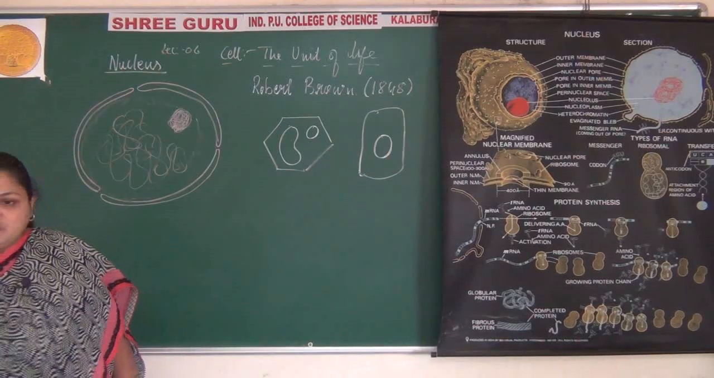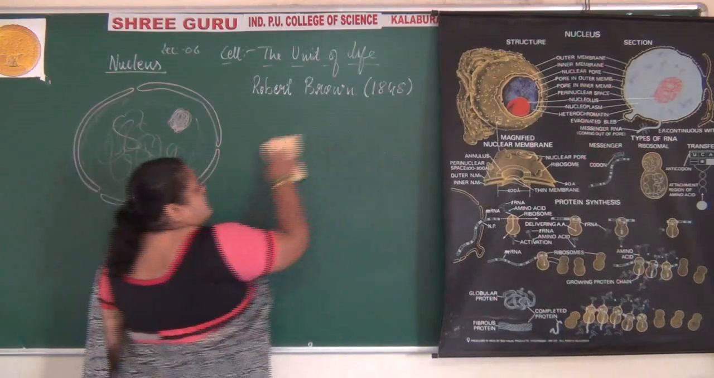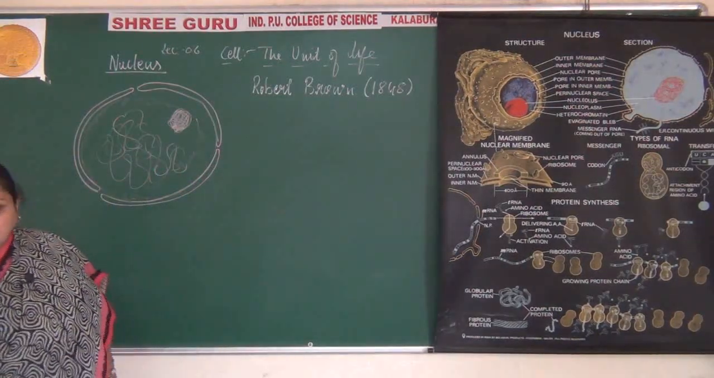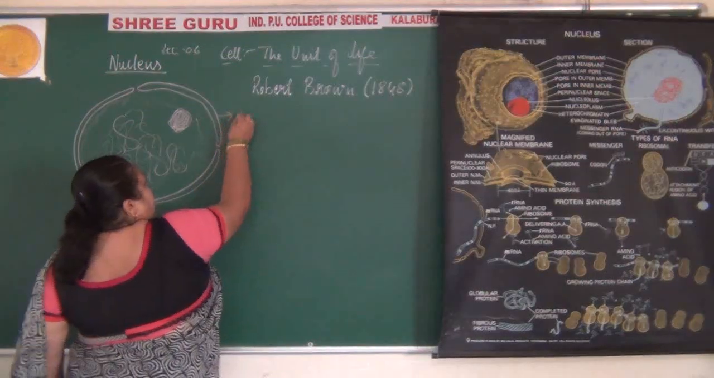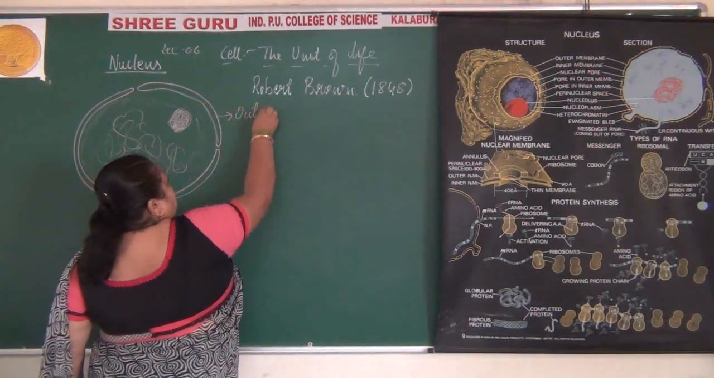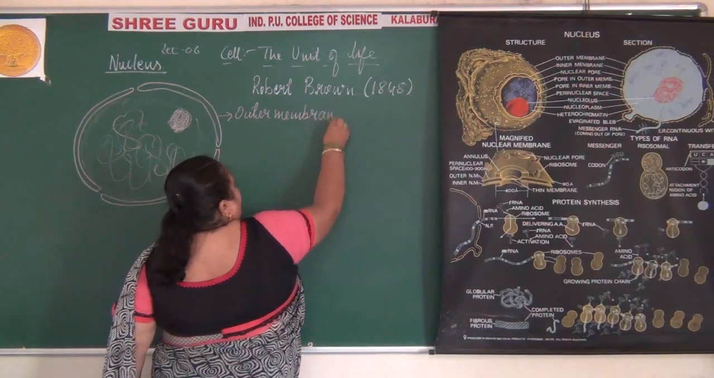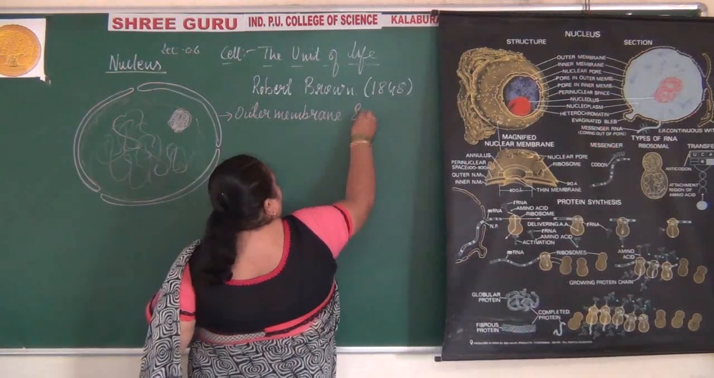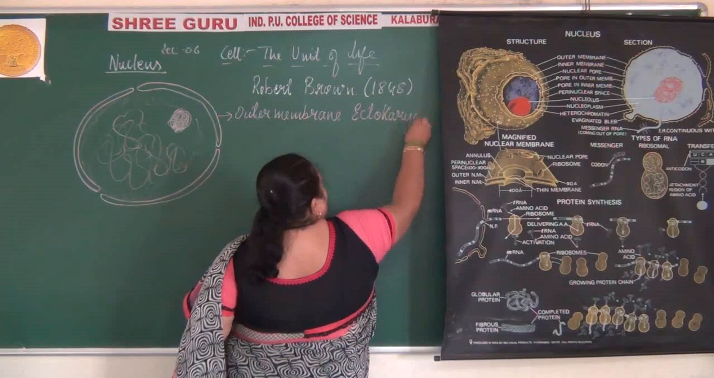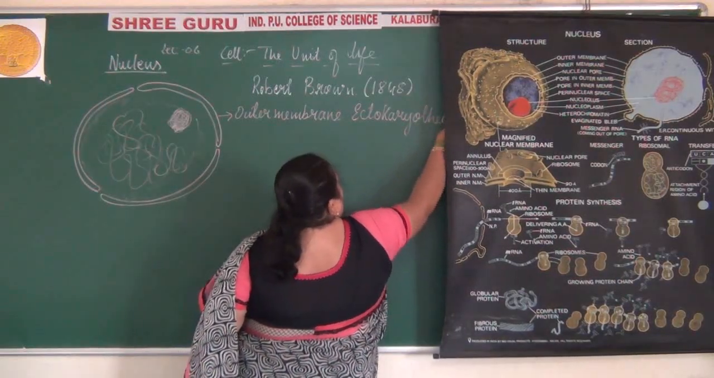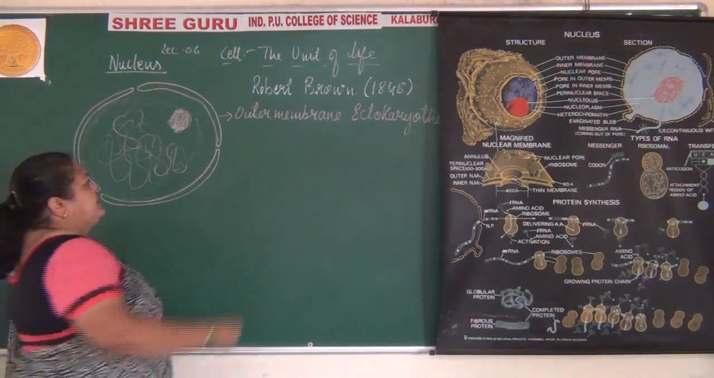So we will go with the structure of the nucleus. The nucleus is a double membrane organelle with two layers. This is the outer layer or outer membrane, known as ectokaryotica. The outer membrane is known as ectokaryotica.